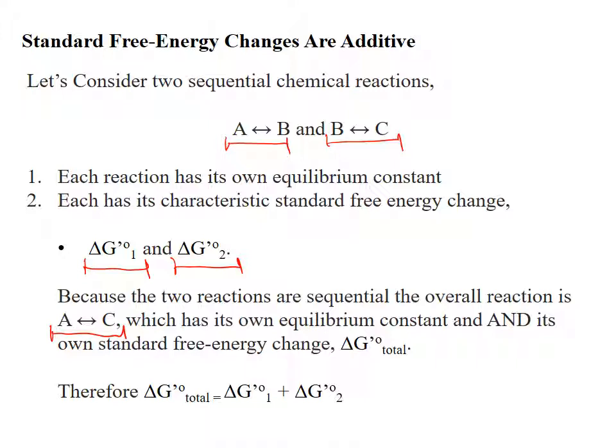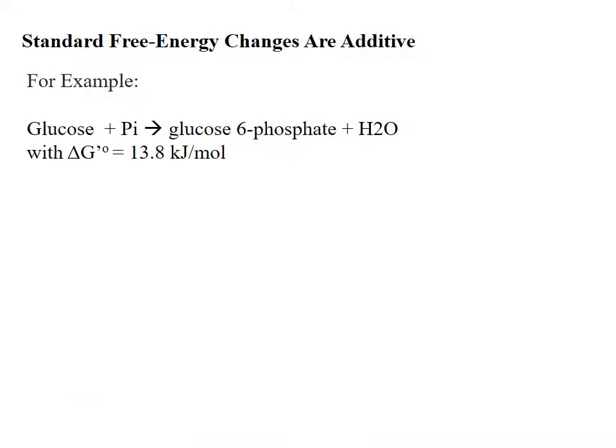Therefore, the standard free energy change for the whole reaction is the total of delta G prime 01 and delta G prime 02. This is quite linear, and it's basically the sum of the two. So here's a very standard example: glucose plus inorganic phosphate, which yields glucose 6-phosphate plus H2O, which is a dehydration reaction. And I hope you remember this reaction is the first step in glycolysis.